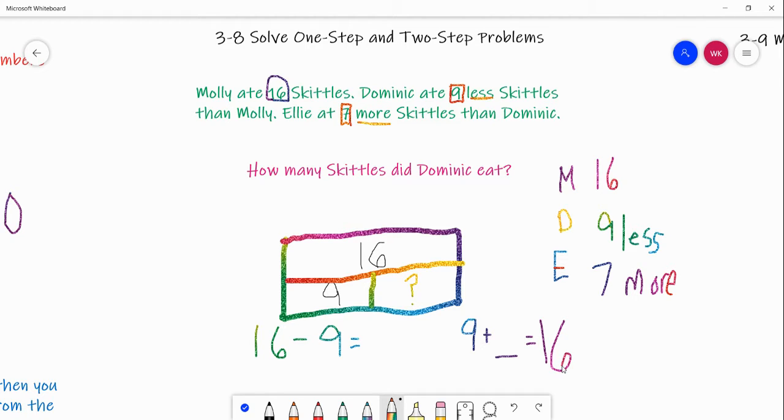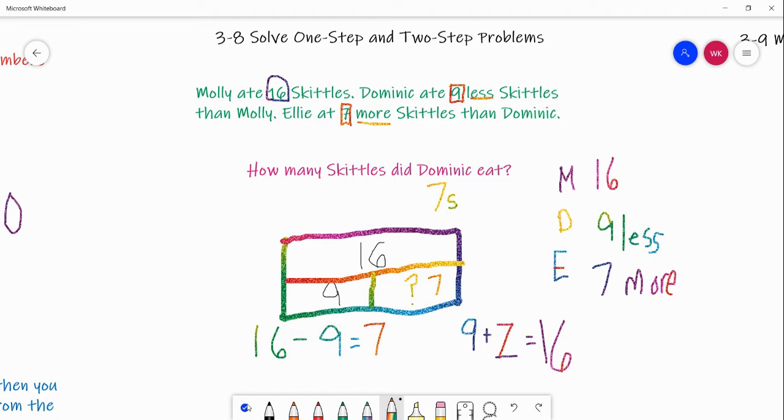So let's go ahead and figure this out. You can count on, you can use a number line to try to figure this out, but I know that 9 plus 7 equals 16. So that means that 16 minus 9 also equals 7. So that is our missing part right here, 7. So Dominic ended up eating, which you can put, Dominic ate 7 Skittles. So we just finished our first step of this word problem.